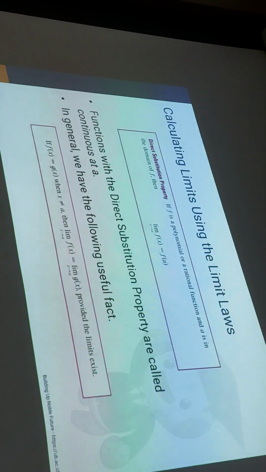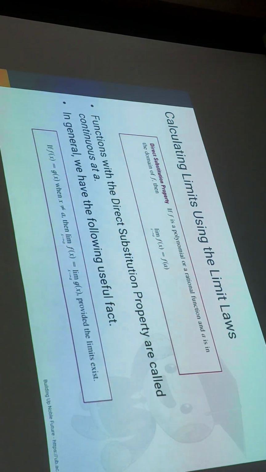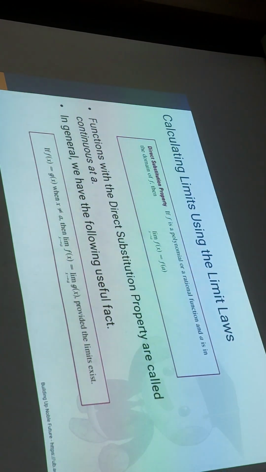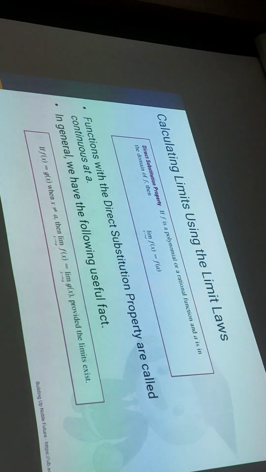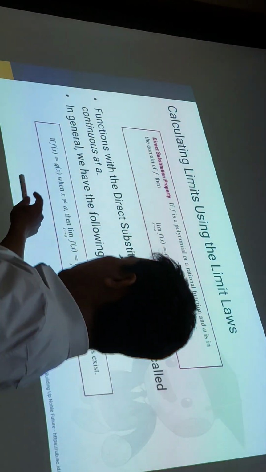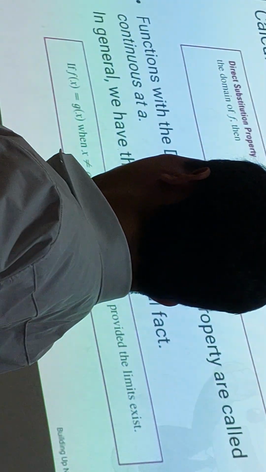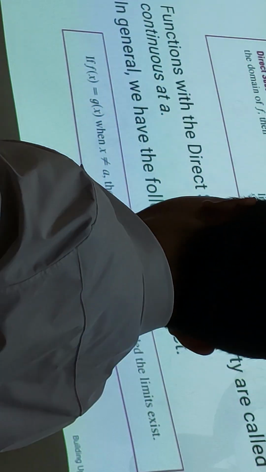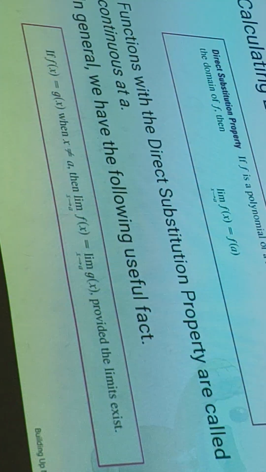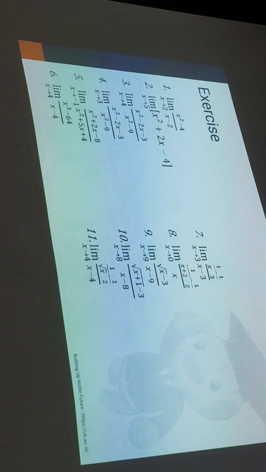Okay. What if there is a polynomial or rational function and a is in the domain? Then you can just use the direct substitution property, which is continuous at a, like this one: f(x) equal g(x) for x not equal a, so limit x to a of f(x) equals limit x to a of g(x). I think it is better if you go through the exercise. Okay, you can work on this exercise.